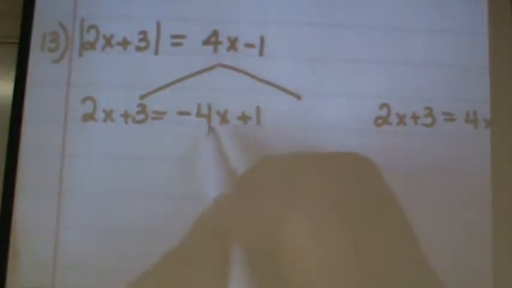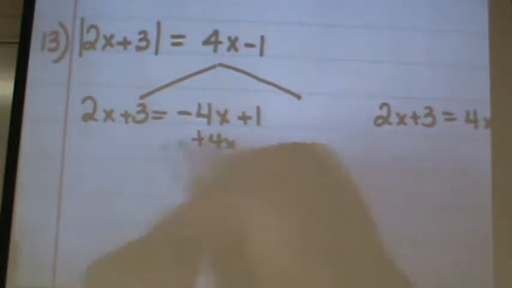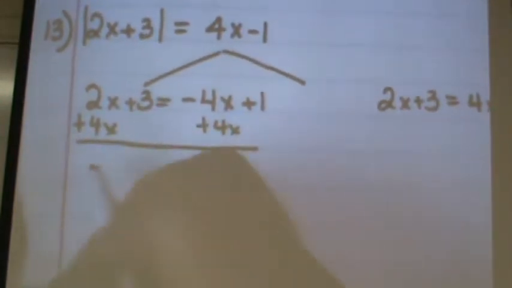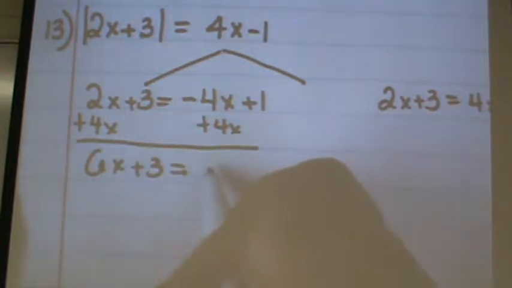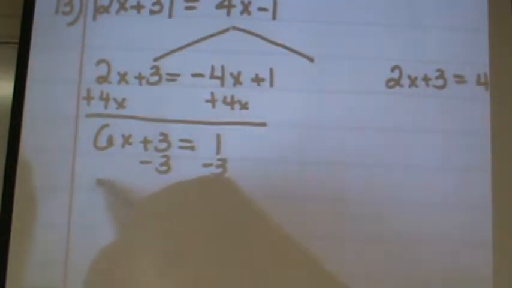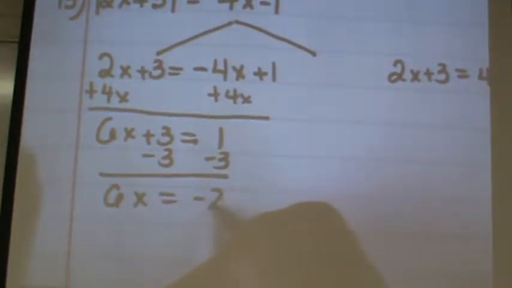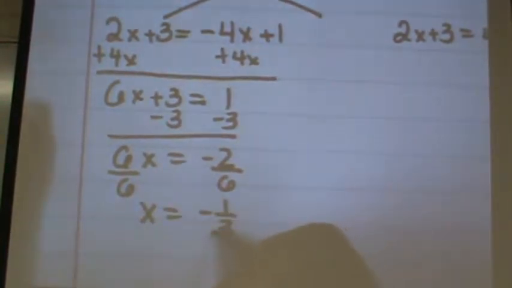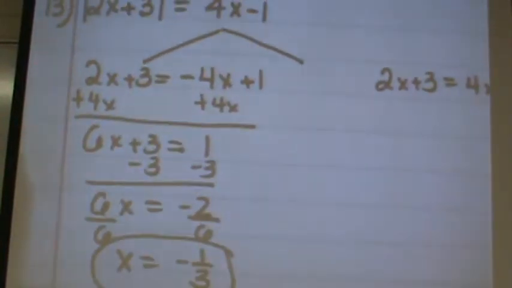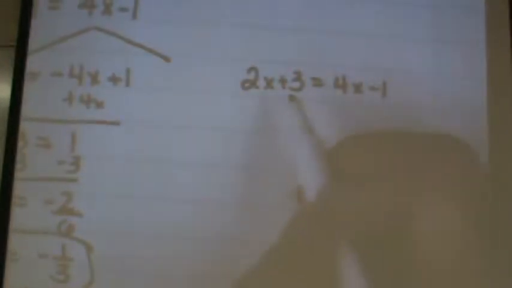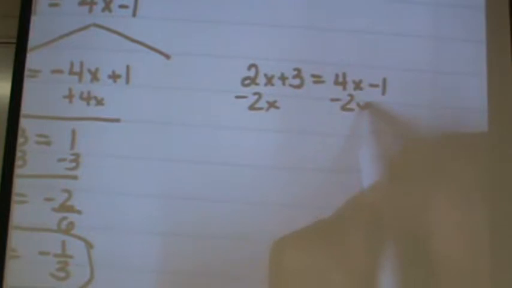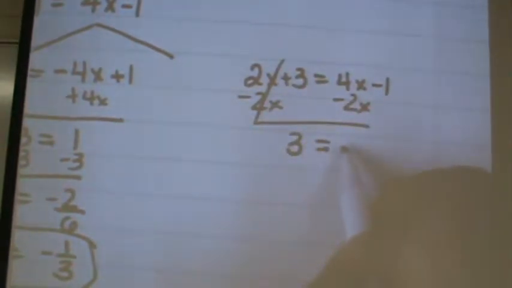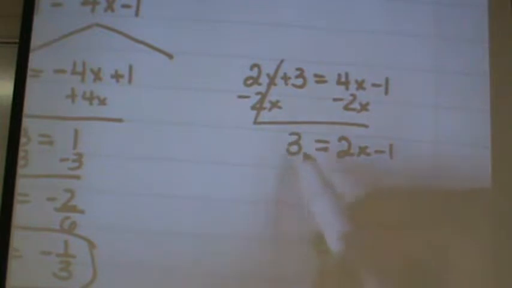So for this one, you're going to add 4x to both sides, and you get 6x plus 3 equals 1. Subtract 3, 6x equals negative 2, and divide by 6. So x is equal to negative 1/3. That's one possible answer. The other one, subtract 2x. So you get 3 is equal to 2x minus 1. Add 1 to 3, you get 4. And divide by 2, and x is 2.